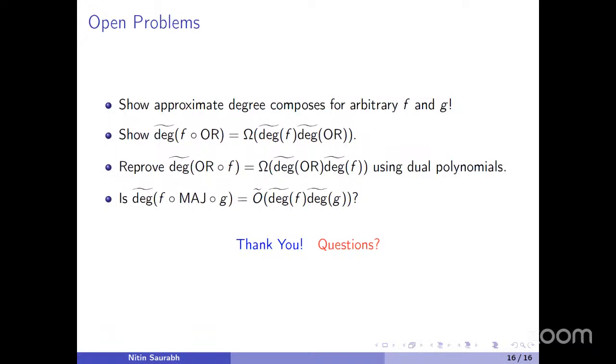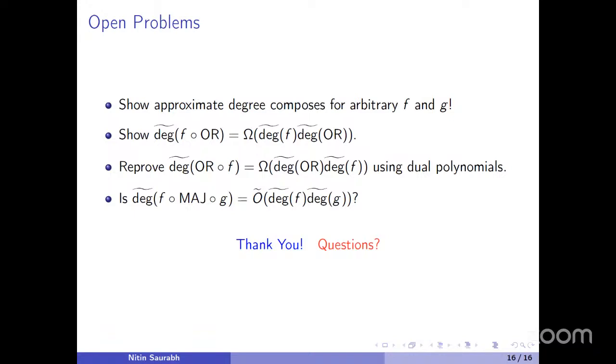Great, I'm very good on time. So, open problems: prove the approximate degree composition for arbitrary f and g. Probably very hard to know. You should give it a try, right? The approximate degree of f composed with OR. This is still open. So is it at least the approximate degree of f times the approximate degree of OR?